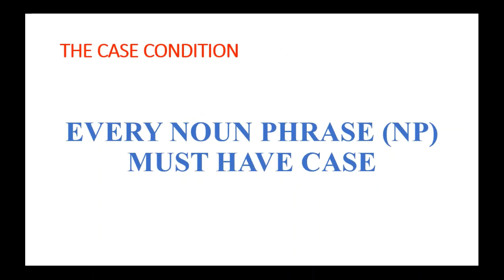And we're going to have a case condition. What does the case condition say? The case condition says that every noun phrase must have case. So every time you draw a noun phrase in a tree, you have to make sure that that noun phrase gets case. If you don't get case, you violate the case condition, and the case condition is a universal condition. So you cannot violate the case condition.